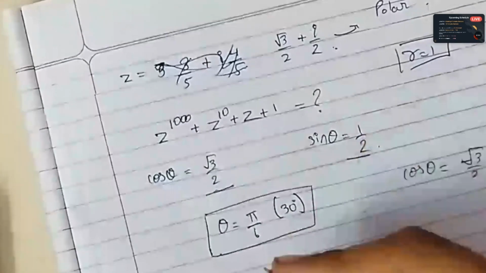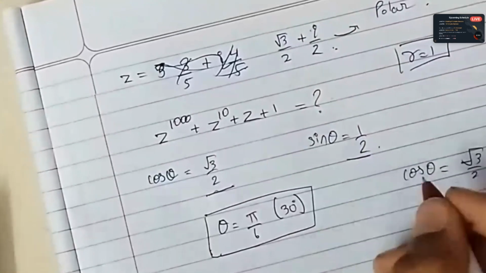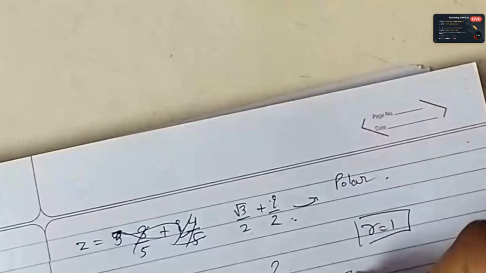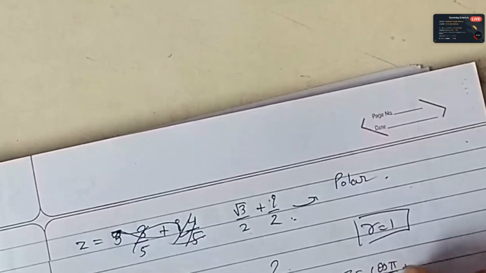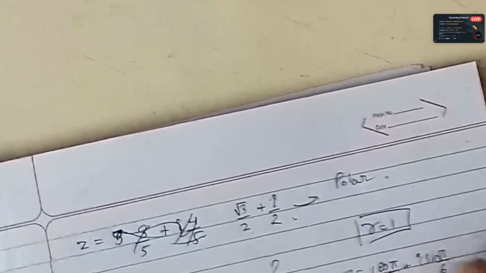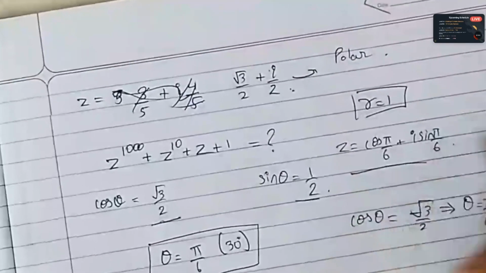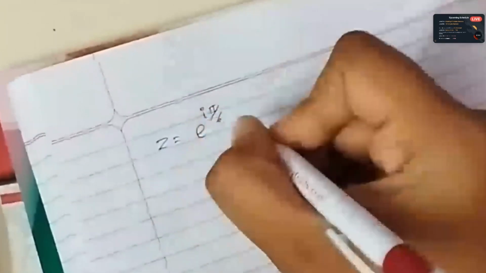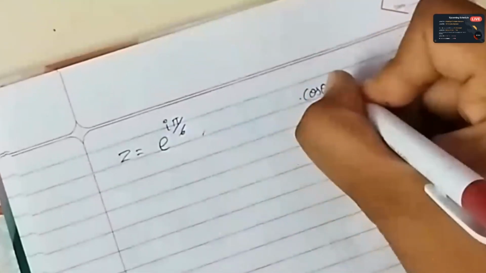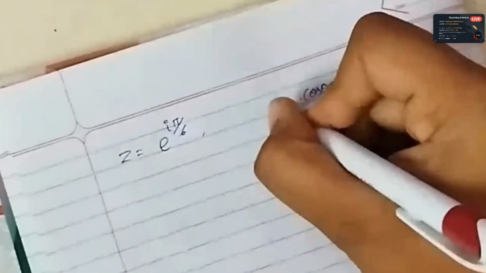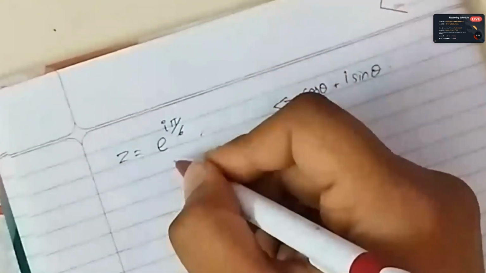So what we do now is we convert. So z is now cos pi by 6 plus iota sin pi by 6, correct? This is z. Now we can try z is equal to e raised to iota pi by 6, because we saw before if it is cos theta plus iota sin theta, then it can be converted into e raised to the function.